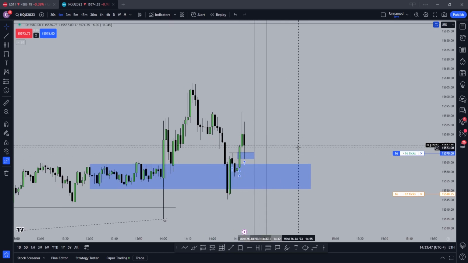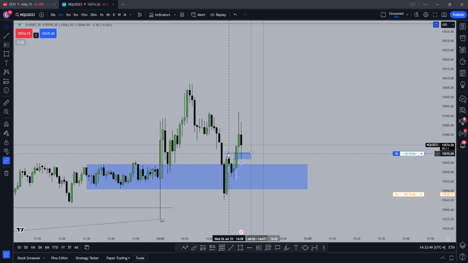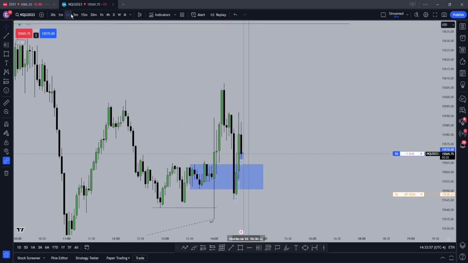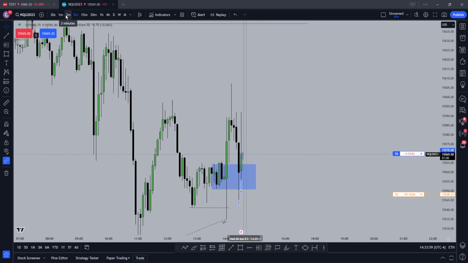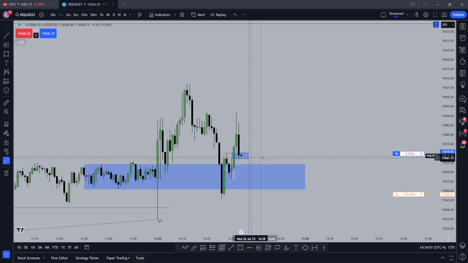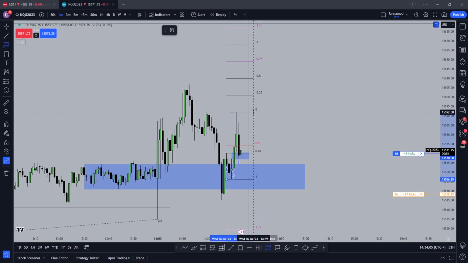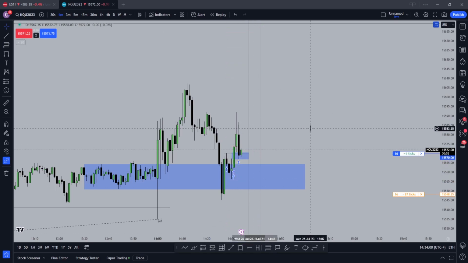And yeah, there's that order block. These two down close candles. Fair value gap entry over here as well. And yeah, just keeping everything as simple as possible. Back in that fair value gap. Let's have a look. Also at the 62%.